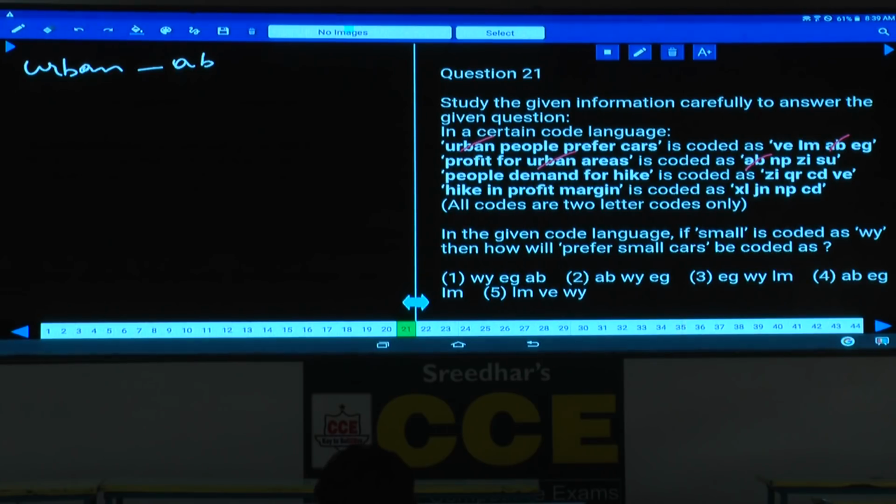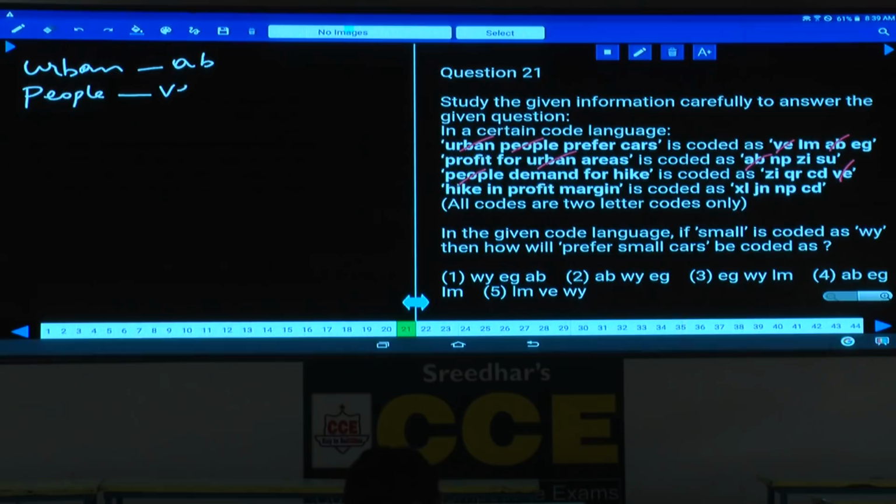Then if you compare the first one and the third one, people is the word which is common between them. As people is the common word, the code which is common between these two is VE. Hence, the code for the word people is VE. If you compare the first and the fourth sentence, prefer and cars were not repeated anywhere. Hence, the codes for these two will be LM and EG in any order. We cannot identify the individual codes.